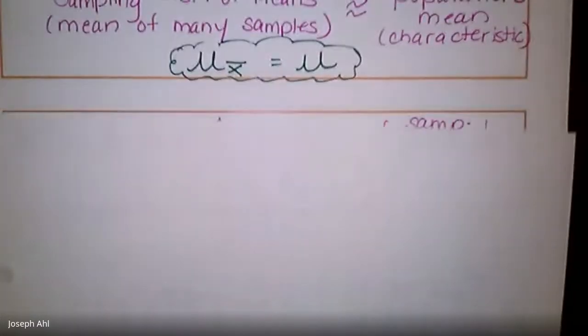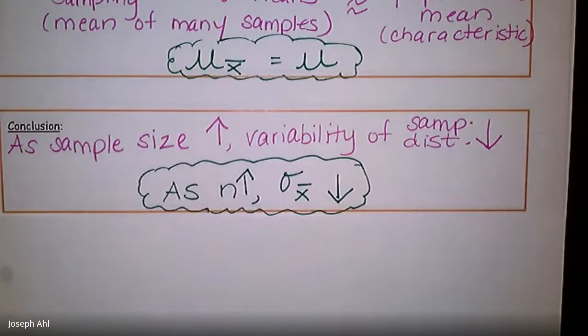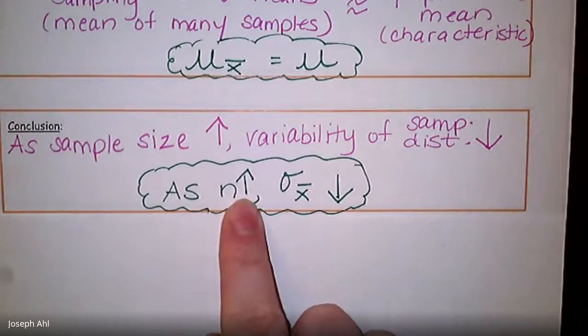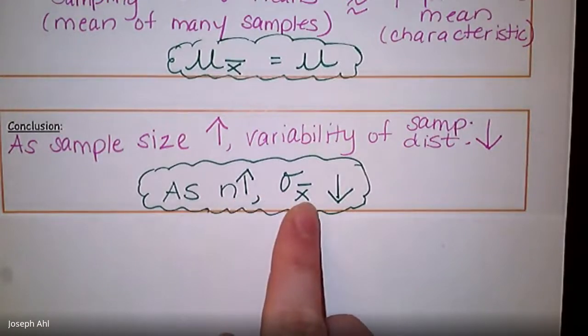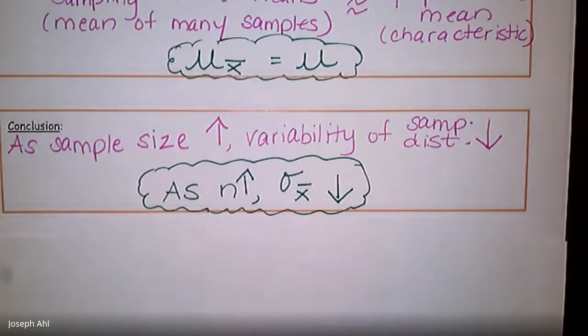And then for an additional conclusion here, this is the same thing we talked about. As sample size increases, variability is going to decrease. Okay, sample size goes up, variability of the sampling distribution goes down. So as n increases, the standard deviation of those sample means, x bars, should then decrease. Same as what we talked about for the sample proportions.